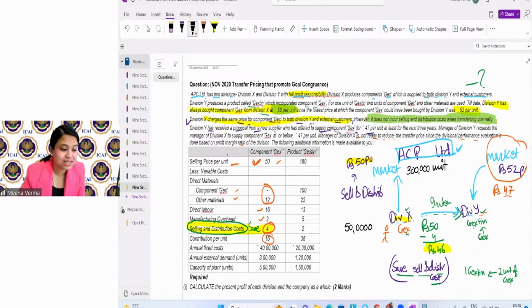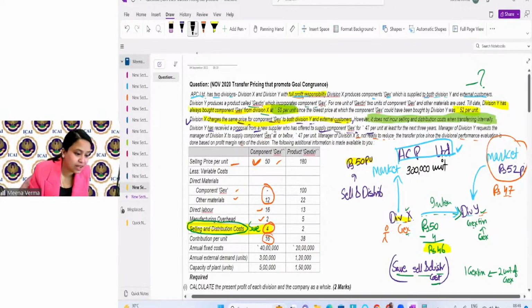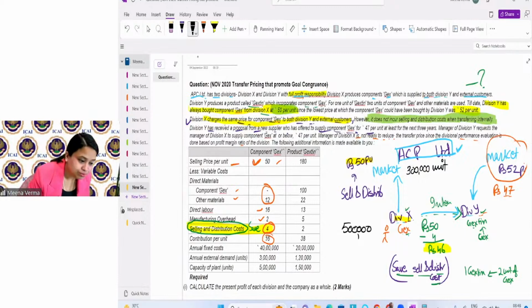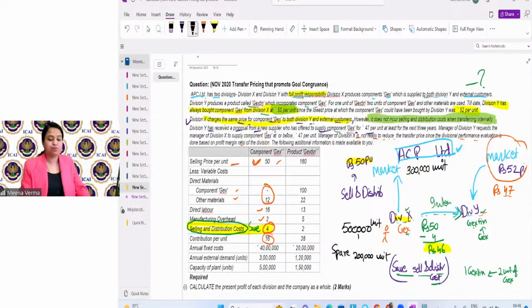One thing I can see here is that they actually have spare capacity. Why spare capacity? Because they have the capacity to produce 5 lakh units, but in the market the demand is only 3 lakh units. So they have spare capacity for 2 lakh units. All right. Now, what else do you have?